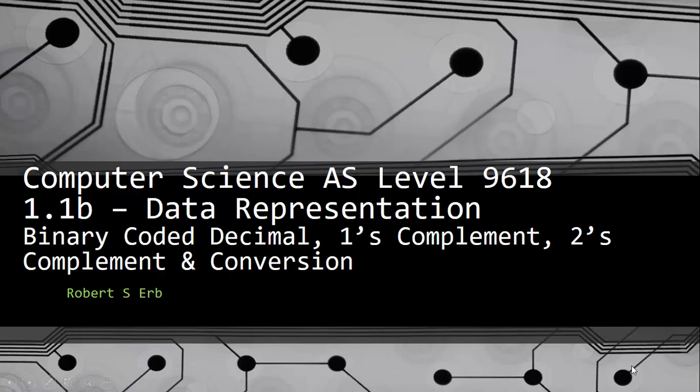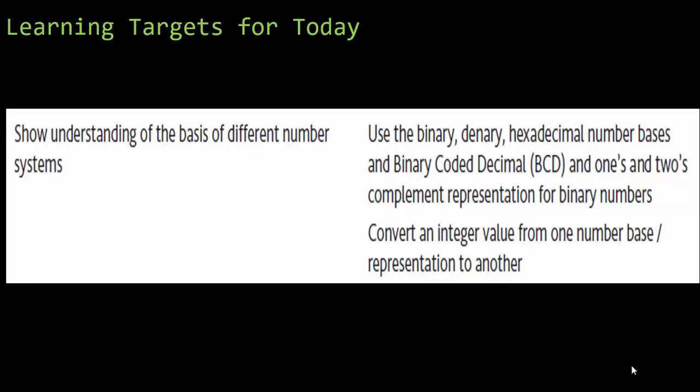Right, we're continuing with data representation. Let's take a look at the learning targets. Cambridge wants us to show an understanding of the basis of different number systems. They want us to use binary, denary, hexadecimal number bases. They also want us to use binary coded decimal and ones and twos complement representation for binary numbers. Not a problem. We'll be able to do that. Not too difficult at all.